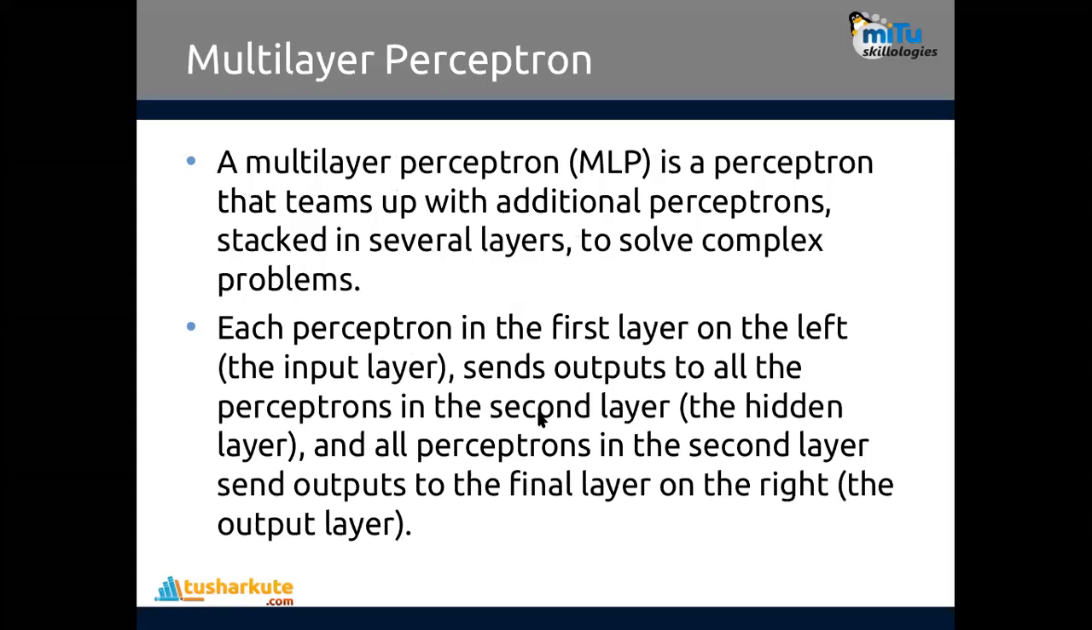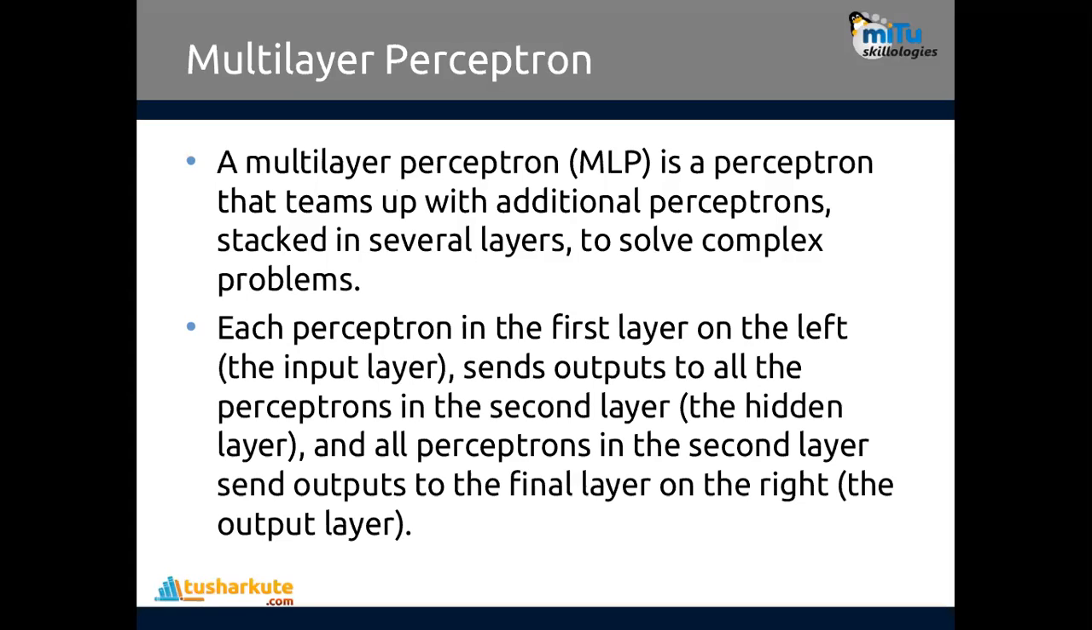Now multi-layer perceptron, MLP in short, is a perceptron that teams up with additional perceptrons stacked in several layers to solve complex problems. Okay, that's the definition from the book. So in general, we combine all of these perceptrons together in the form of layers. First layer, second layer, third layer. When I started my presentation, on the first slide, I gave one diagram. This is what we call an artificial neural network. It was there, but it was not multi-layer. So multiple layers are possible.